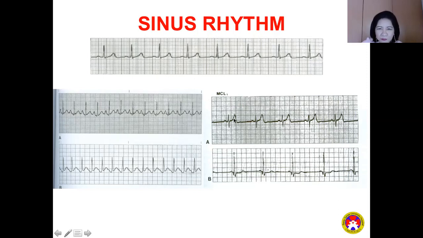While here, we see regularly occurring P, QRST. But if we get the rate, this is 300, 150, 100, 75, 60. So this is between 60 and 50. So here we have sinus bradycardia.